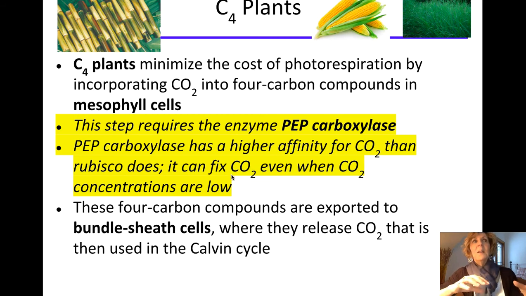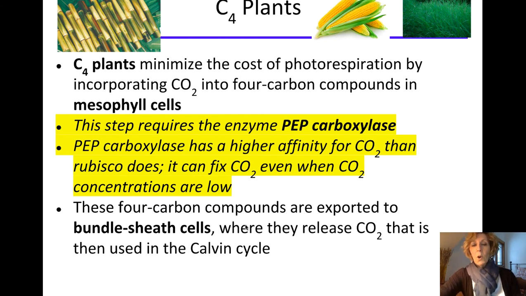In other words, it can grab CO2 even better than rubisco does. And so even when CO2 concentrations are low and oxygen concentrations are high, it will not do photorespiration. And so that is going to be a good thing. So C4 plants would be like sugarcane and corn and a lot of the grasses.